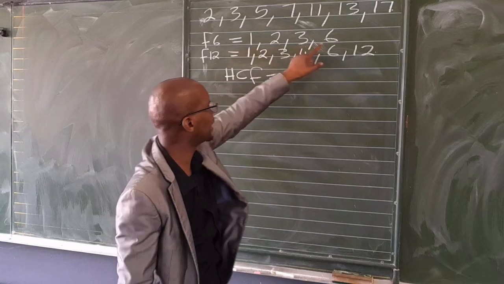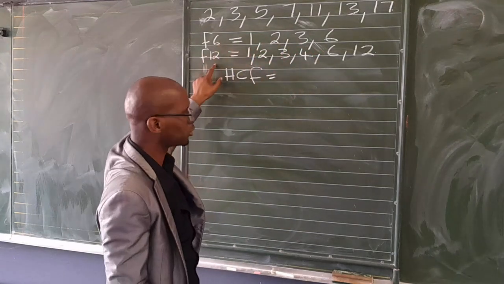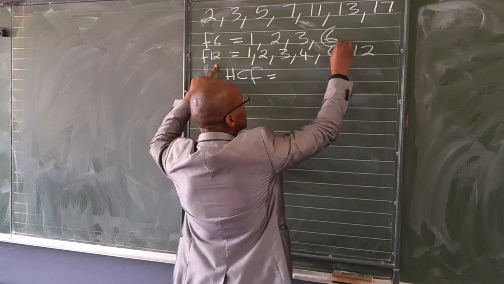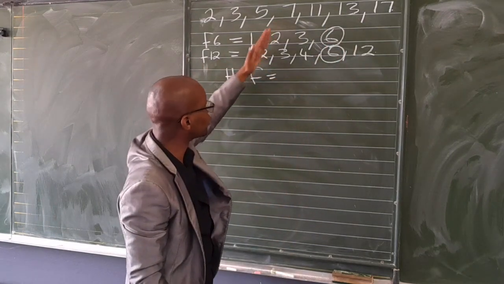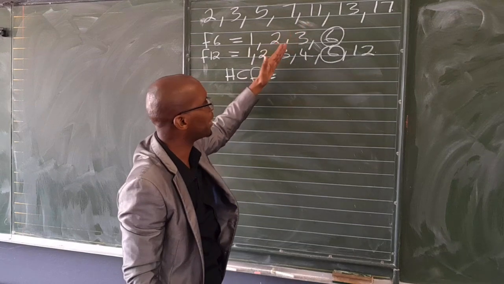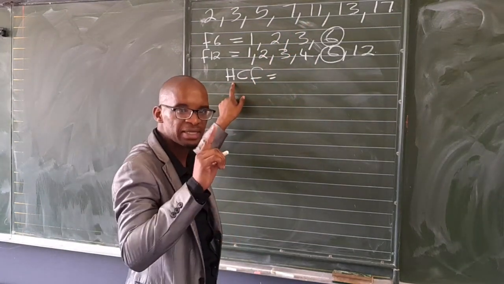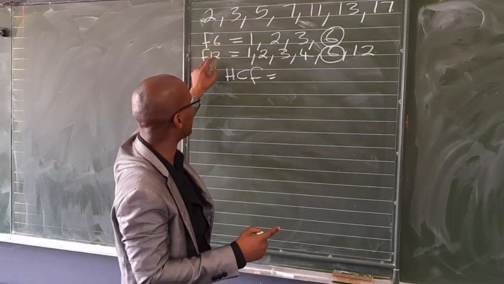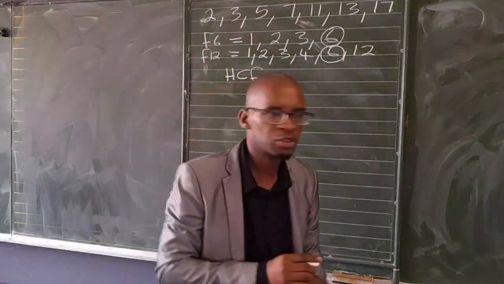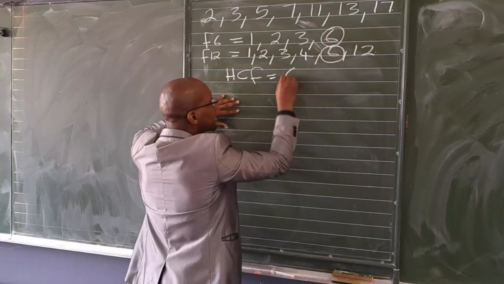And if we look here, the biggest number that is a factor of both 6 and 12 is the number 6. So it is not the number 1, it is not the number 2, and it is not the number 3. Why? Because we are looking for the highest, the biggest number that is the same and that is also a factor of both 6 and 12. So we can see that the HCF of 6 and 12 is going to be 6.